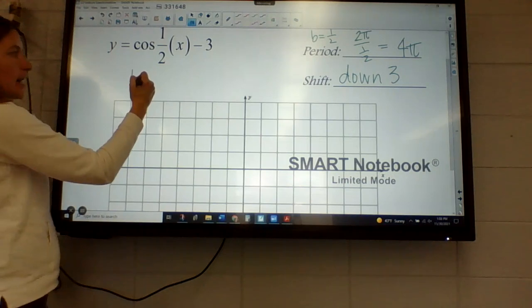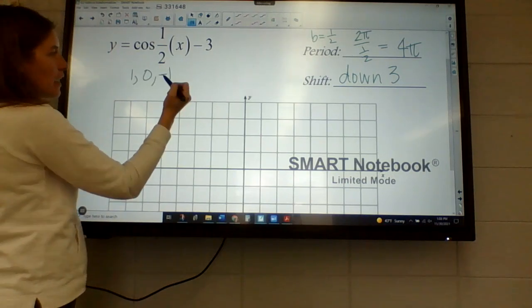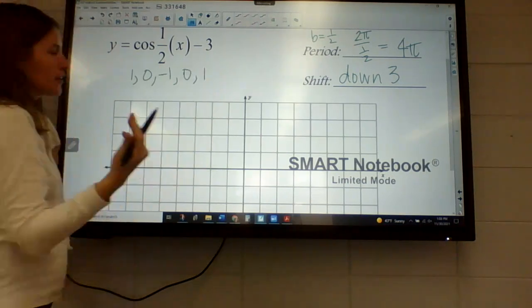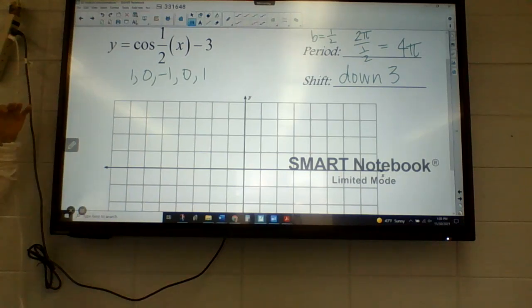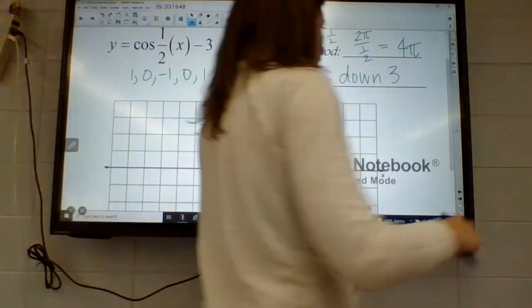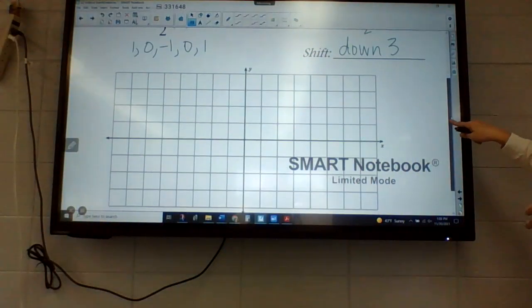Now this is cosine, careful. I was making a joke about it, not a very good joke, that you can only shift cosine up and down. John had asked why these were all cosine examples. There was no good reason other than they just were.